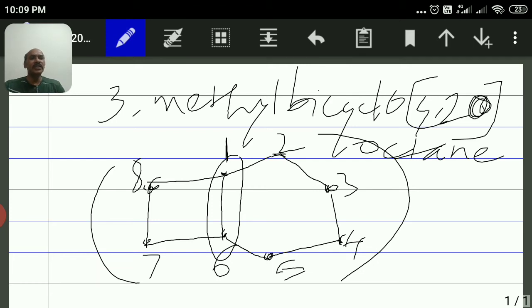So there is no functional group, but a substituent is given there, and it is octane, 8 carbons are there. So no change in suffix. And to carbon number 3, you have to draw a methyl group. So what is the structure for 3-methyl bicyclo 4.2.0 octane?